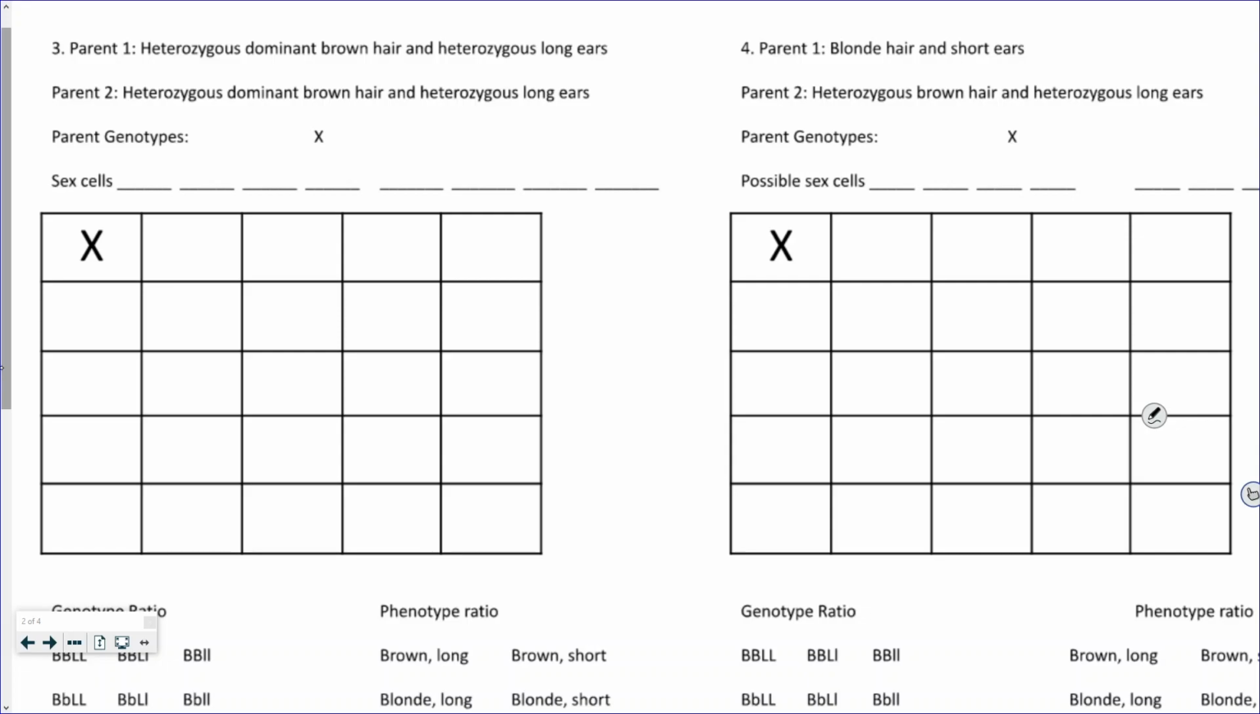All right, let's take a look at how to do a dihybrid cross. Now, in a dihybrid cross, we're looking at 2 traits at the same time. So in these crosses here, we're looking at traits found in guinea pigs, and the traits that we're going to look at are hair color and then the length of their ears.